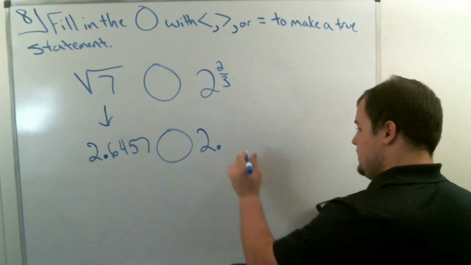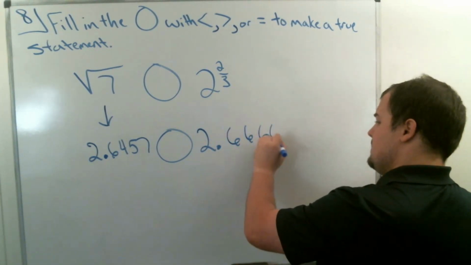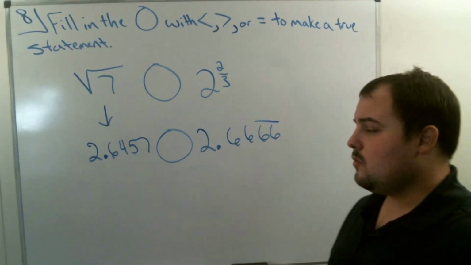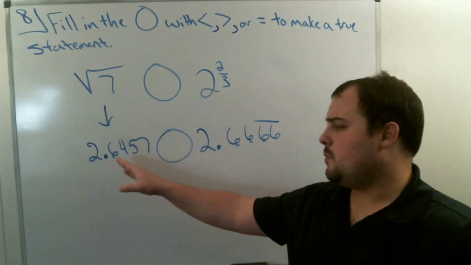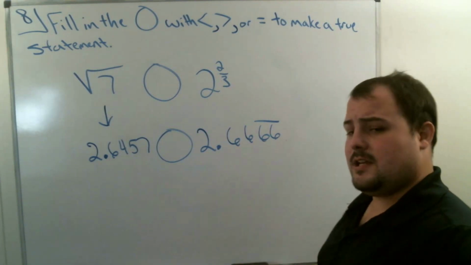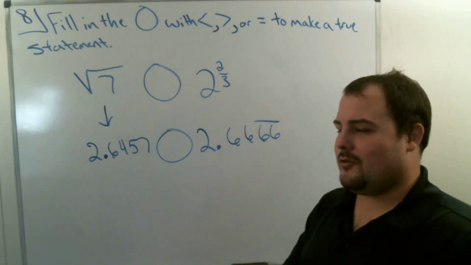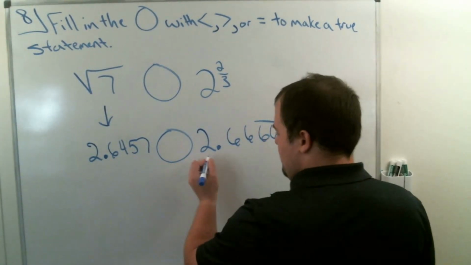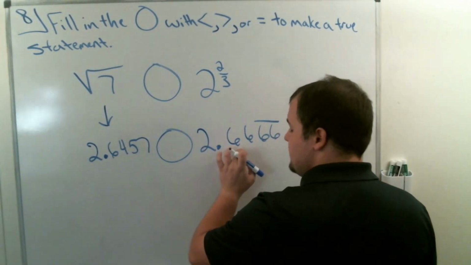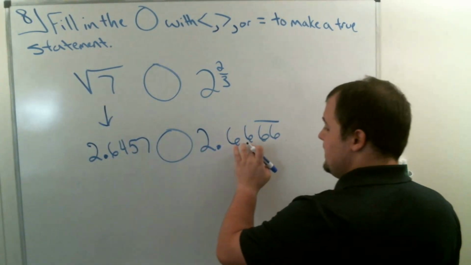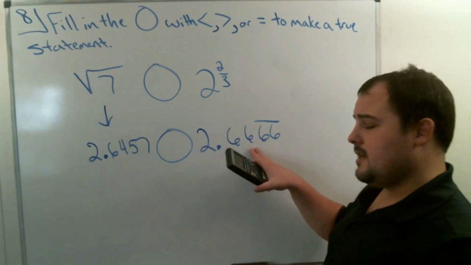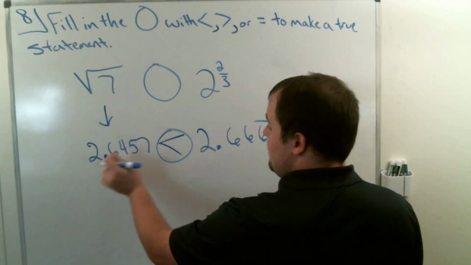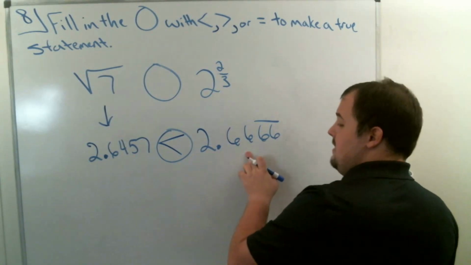And 2/3 is 0.6666, and the 6's go on forever. So in this case, we've got to figure out which one's bigger, 2.64 or 2.66. What we do is we look at what matches. 2 matches, 6 matches. Look at that. That's a 4, that's a 6. Since this one has a 6, 6 is bigger than 4, that means that this is less than that.